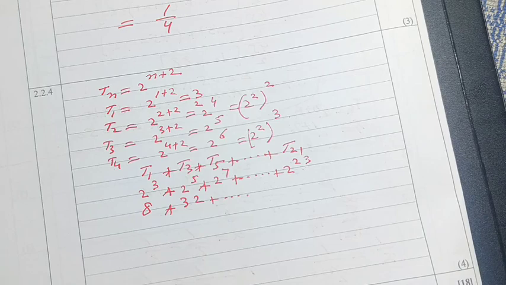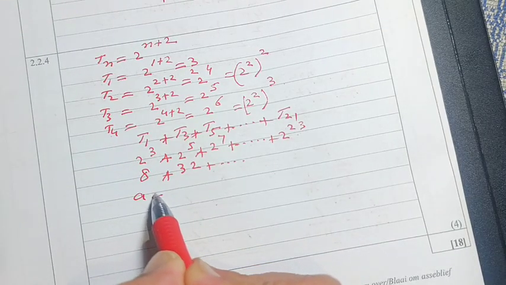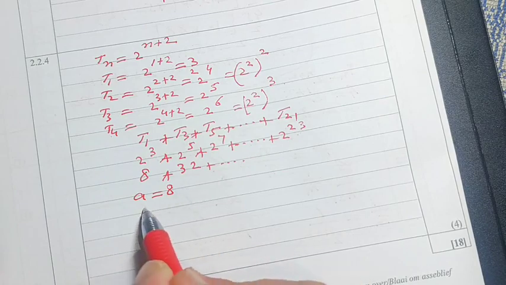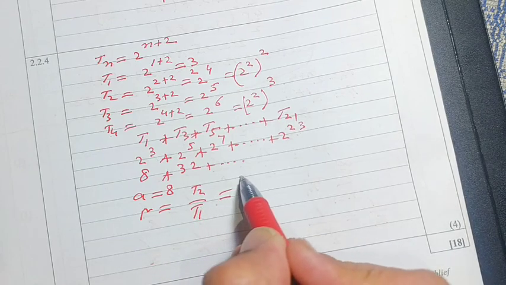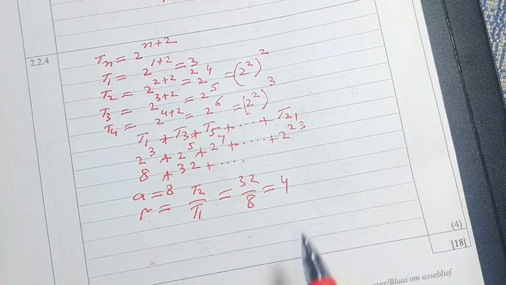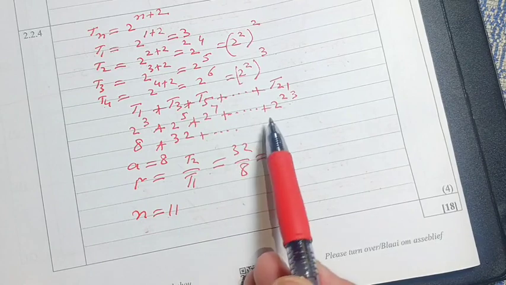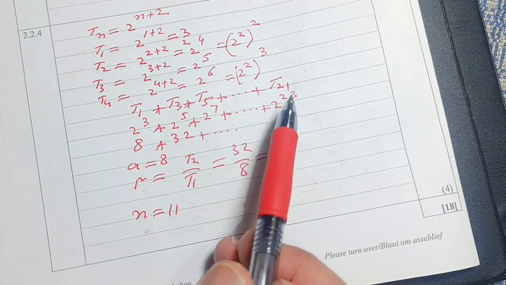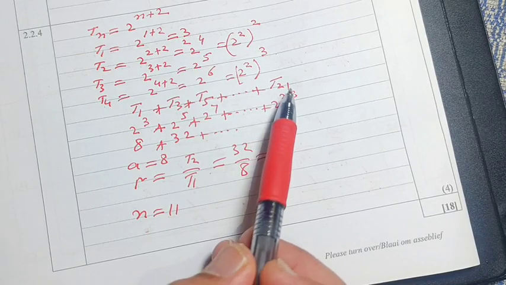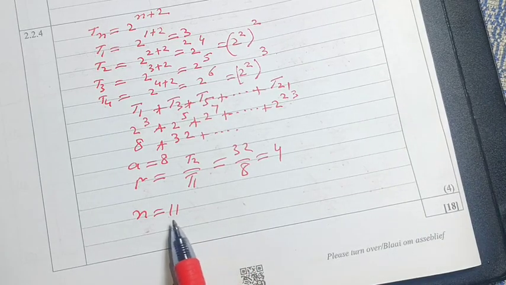So now I need to find the sum of the geometric series. The a, the first term, is 8, and the ratio is going to be T2 divided by T1. So T2 I have 32, divided by 8, the answer is 4. And the n is going to be 11. Why is n 11? Because T1 till T20 has 10 odd and 10 even, but now T21 is odd. So 10 plus 1 becomes 11. In the first 21 terms, the number of odd terms is 11.